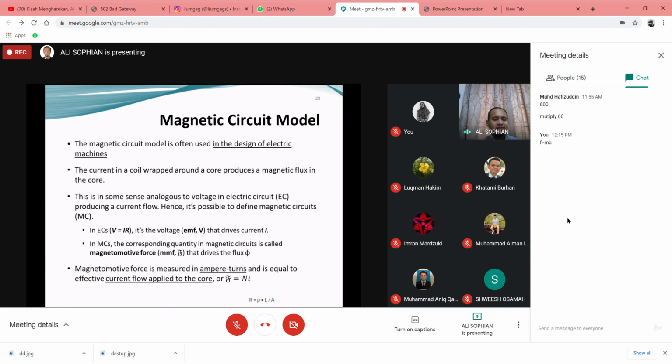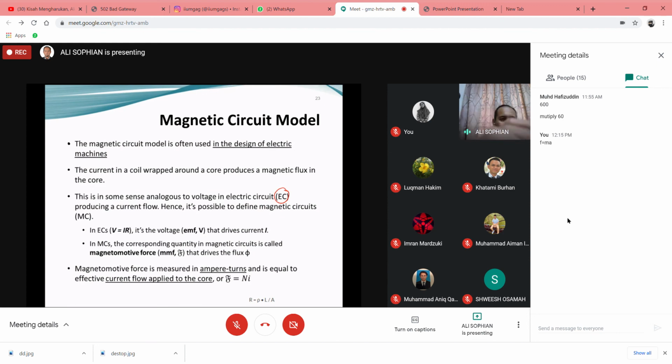Although nowadays you can also use modeling software like ANSYS 3D, sorry, finite element software, to do the analysis. Okay, and the current in a coil wrapped around a core produces a magnetic force in the core. We've learned this already. This is in some sense analogous to voltage, or EMF, in an electric circuit producing a current flow.